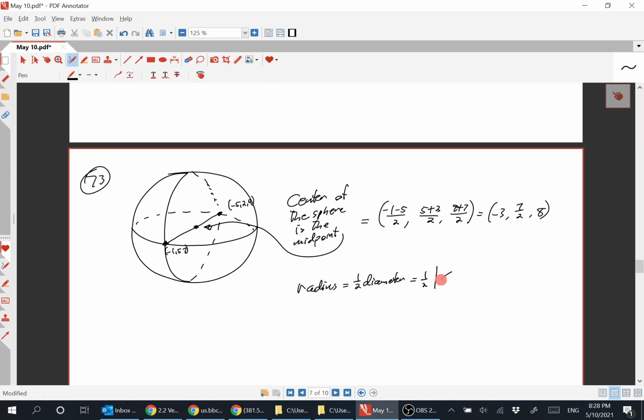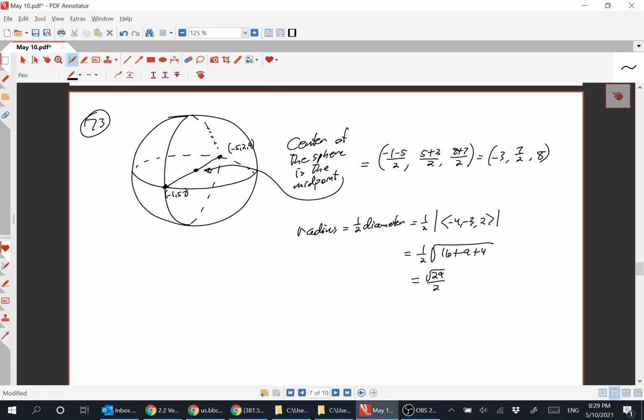So it's 1/2 the length of it. Think of this as the head and that as the tail. Minus 5 plus 1 minus 4. 2 minus 5 is minus 3, or you can think of it as the distance formula. 9 minus 7 is 2. All right, so 1/2 the square root of 16 plus 9 plus 4, so square root 29 over 2. So that's the radius, square root 29 over 2.